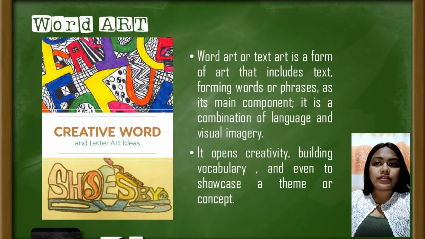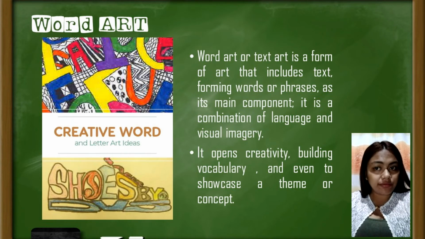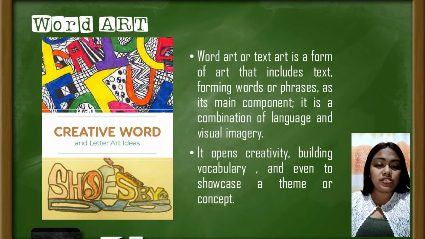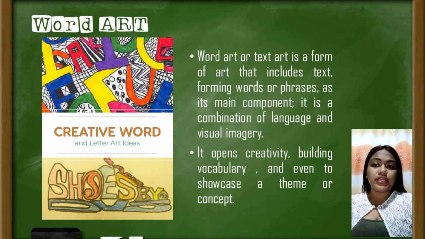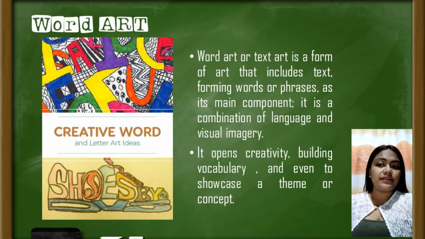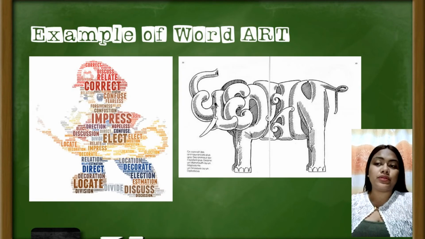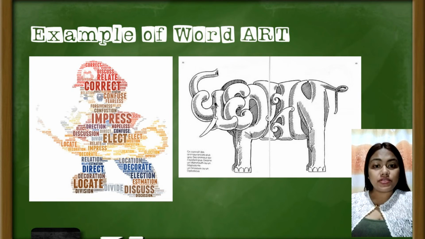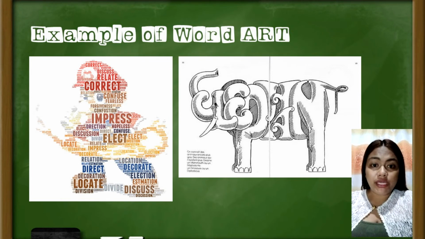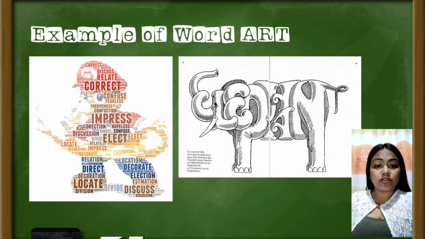Another, we have word art. Word art or text art is a form of art that includes text, forming words or phrases as its main component. It is a combination of language and visual imagery. It opens creativity, builds vocabulary, and even showcases a theme or concept. Here we have an example. As you can see, by the first image, by the use of words and letters, he built a person. The image that you are trying to make and the words that you will be using in order to make that image should correspond or correlate to one another.